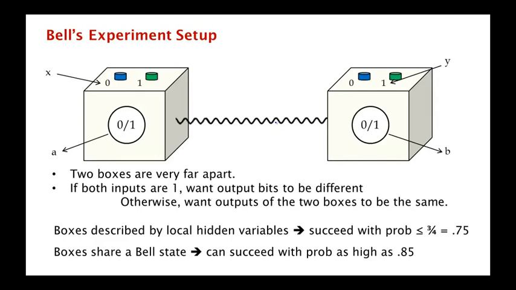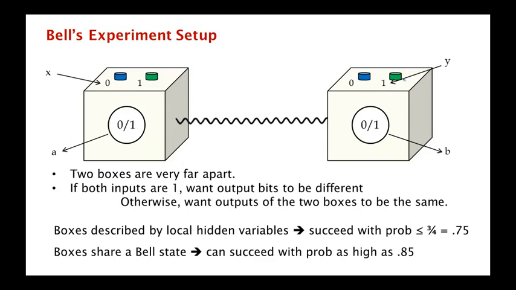Our apparatus was divided into two spatially separated parts, which we think of as two boxes. Each of those got a random bit as input, X and Y. Each of those output a bit, A and B. And what we wanted was that if X and Y were both 1, then the output bits should be different. In all other three cases, we wanted them to be the same.